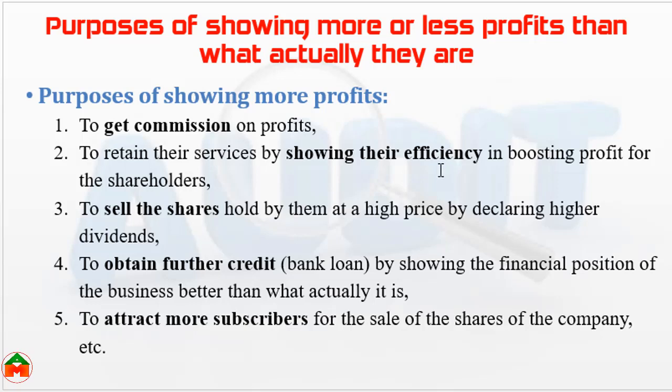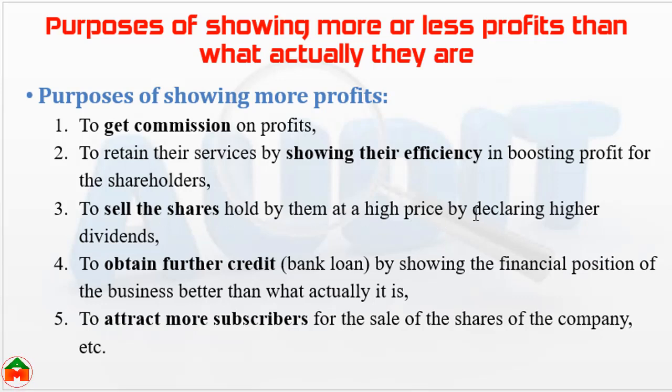To retain the services by the management by showing their efficiency. If they can increase the profit, the shareholders will consider that the management has the efficiency. That's why to retain their services by showing their efficiency in posting profit for the shareholders. And the third one is to sell the shares holding by them. The directors or the higher level management has the intention to sell the share in high price. In that case, they show more profit to increase the price. When the price is increased, they sell their shares.